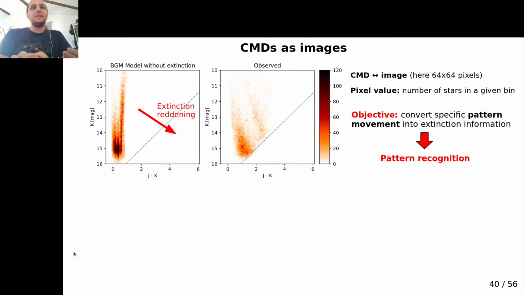Actually, those CMDs, which are 2D histograms, can be considered as images, with the pixel values being the number of stars in a given bin. And our objective here is to convert a specific pattern movement observed between the two diagrams into extinction information. It is very close to what is called pattern recognition in machine learning, so we should be able to use methods that are applicable to images for this problem.